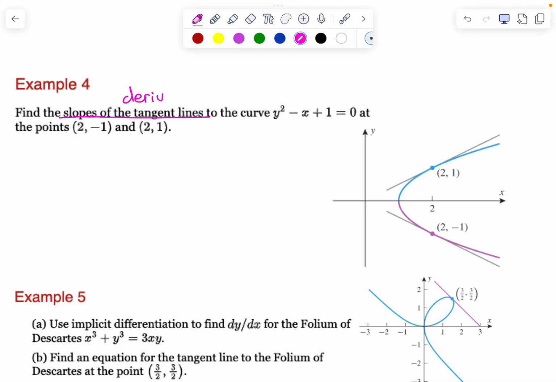Example 4. Find the slope of the tangent line, which means the derivative, to the curve at these two places. So I'm going to have two answers because I'm plugging in two points.